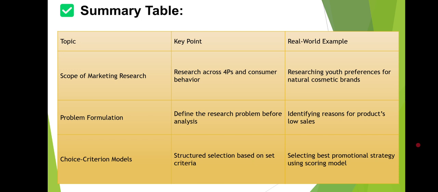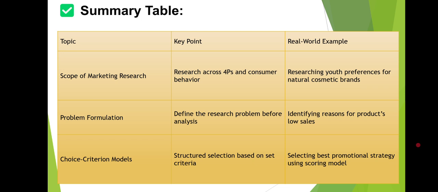This is the summary table of all the topics that we discussed in today's class. First topic we have scope of marketing research. That means we have to do the research across 4 P's. 4 P's, that means product, price, place, promotion. You have to work on 4 P's, and consumer behavior. For example, researching youth preferences for natural cosmetic brands.